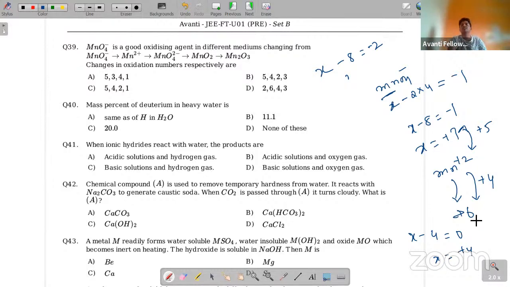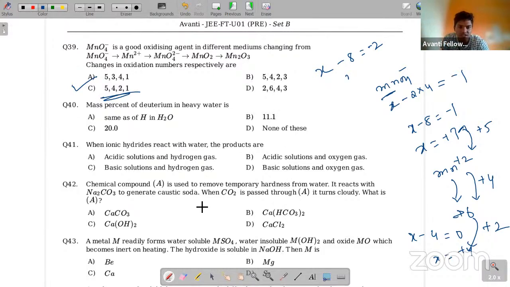Sorry, this is plus 6 now. So plus 6, plus 4, plus 6, plus 4, plus 2. So the only option is 39C. Okay, the final one is 5421. Okay, so like that you have to change.